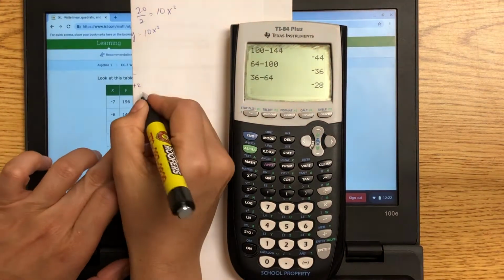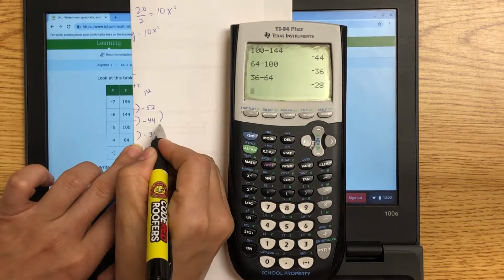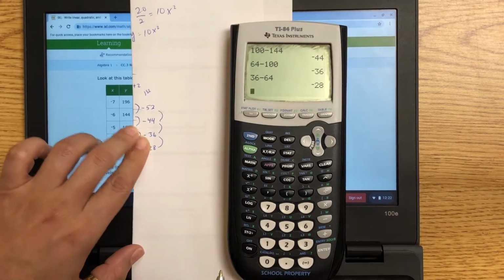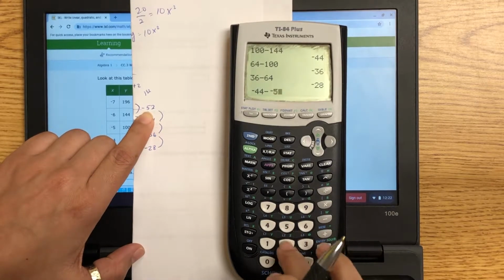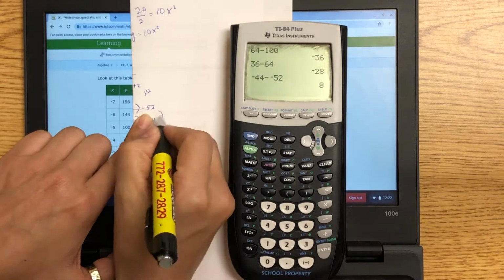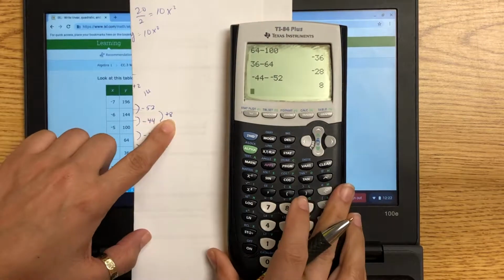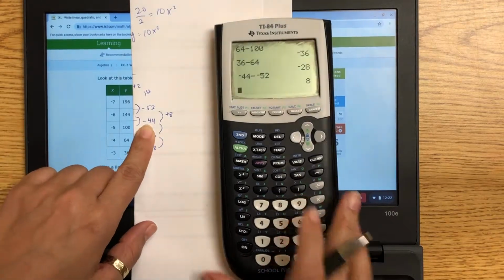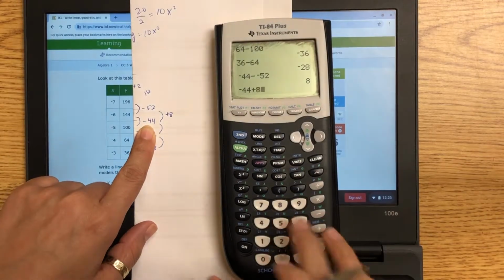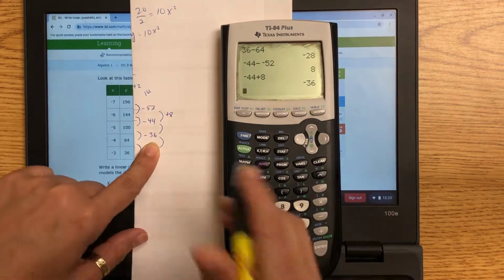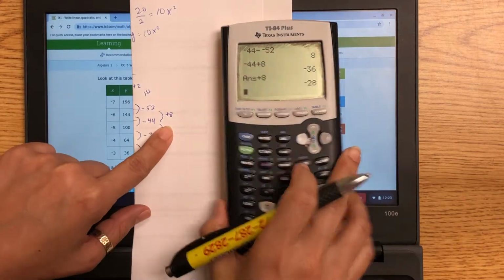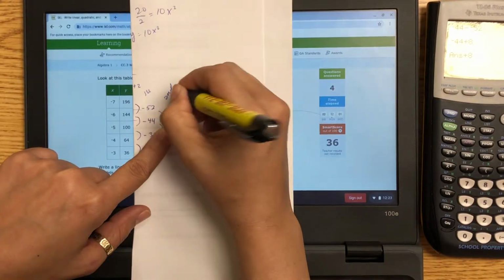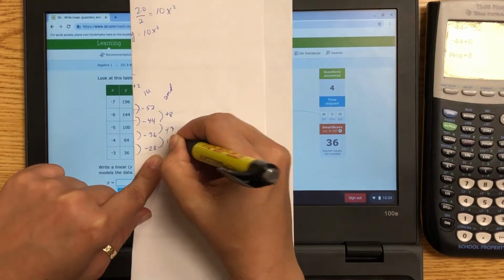Okay, so this is the first difference. Now I'm going to find the second difference. If the second difference is the same, it's quadratic. So negative 44 minus negative 52, positive 8. So I'm going to check if I add 8 to every number, does it give me the next one? So starting at negative 44 plus 8, negative 36, yes, plus 8, negative 28, yes. So the second difference is plus 8 each time.